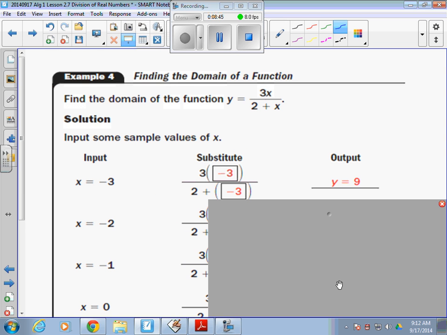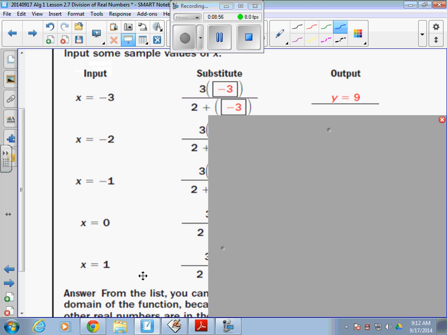Example number 4 is finding the domain of a function. Okay, so we have the function y equals 3x over 2 plus x. It says input some sample values of x. So it just uses the values negative 3, negative 2, negative 1, 0, and 1. You'll get familiar with using those numbers, especially in Algebra 2, when you're graphing parabolas and quadratic equations. 3 times negative 3, we're just subbing in this value, over 2 plus negative 3. So 3 times negative 3 is going to be negative 9.